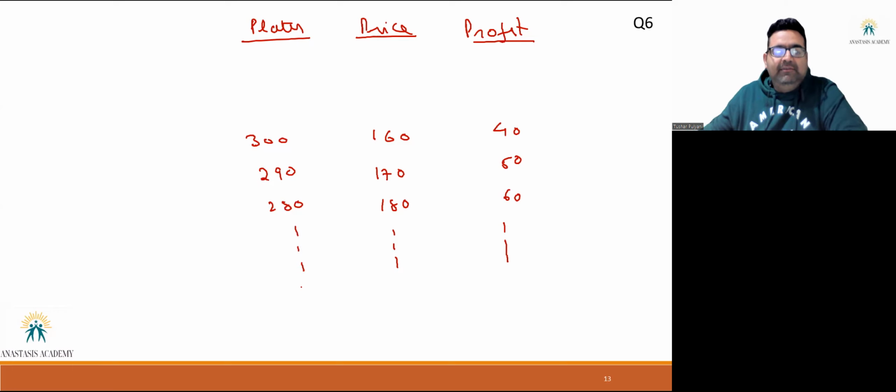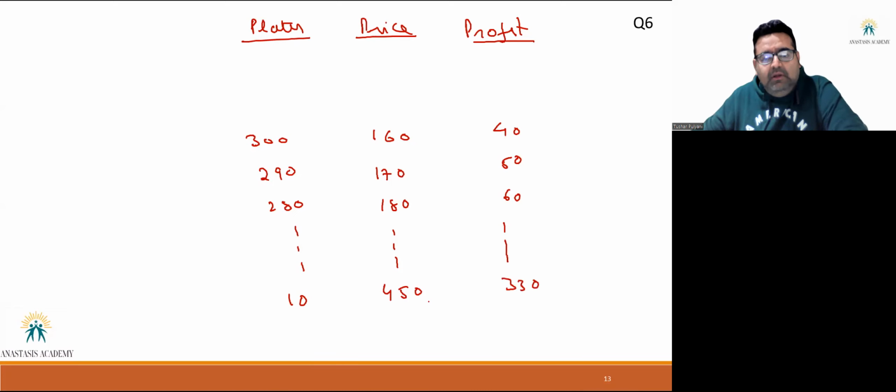There will be a final place. Obviously, I have to sell some plates. If I sell 0 plates, I am in a loss. So on this side, I'll go till 10 plates. I have taken 29 jumps of 10 from 300. So here also I'll take 29 jumps from 160. I'll reach 450 and my profit is 330, which is 450 minus 120.